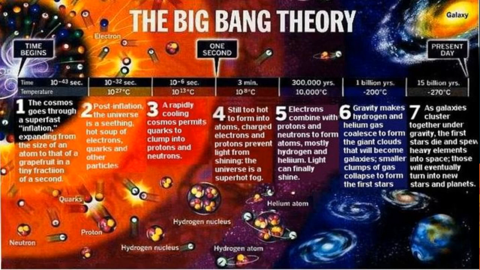6. Gravity makes hydrogen and helium gas coalesce to form giant clouds that will become galaxies. Smaller clumps of gas collapse to form the first stars. 7. As galaxies cluster together under gravity, the first stars die and spew heavy elements into space. Those will eventually turn into new stars and planets.